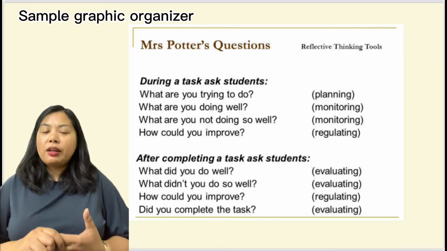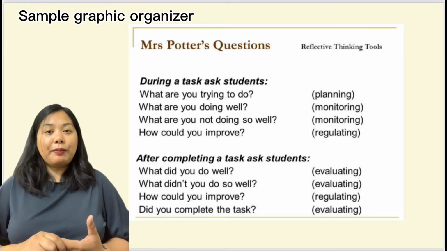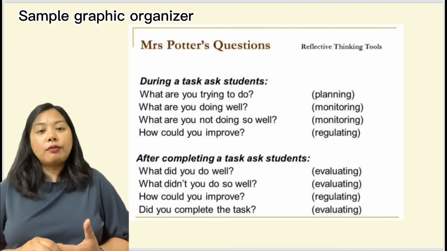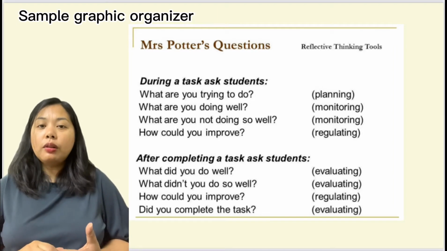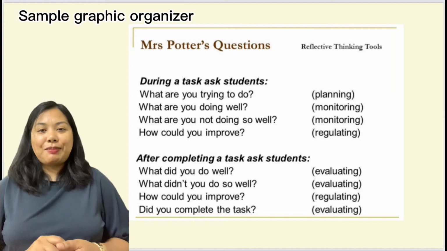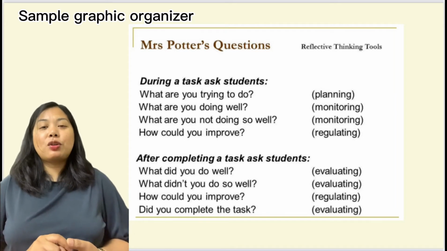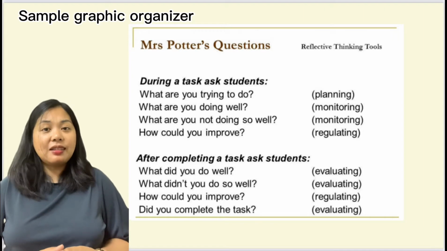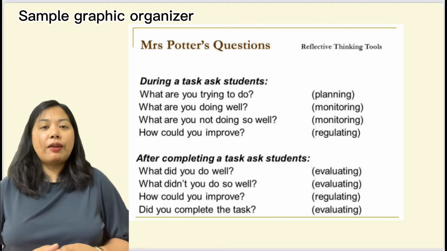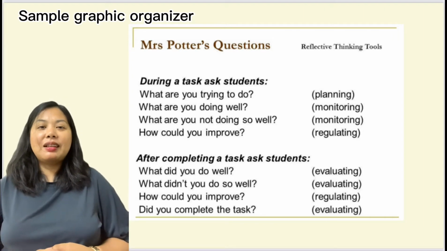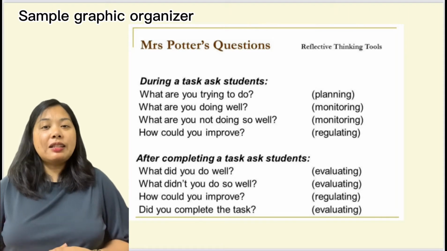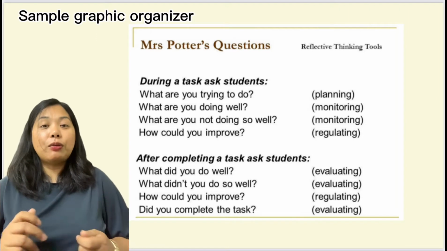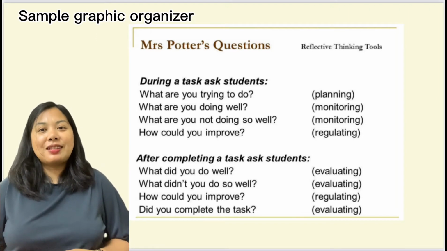I'm sure many of you are aware of Harry Potter. Well, I just recalled it because what we have here is a reflective tool used in authentic assessment. Mrs. Potter's questions. See the questions given to students during a task and see the questions given after completing a task. These questions lead students to plan, monitor, regulate, and evaluate their performance.